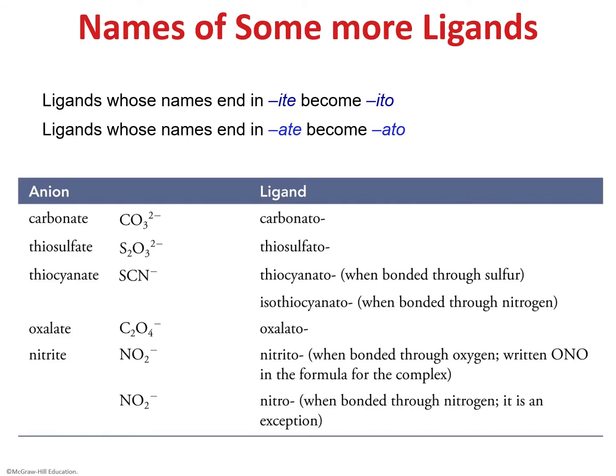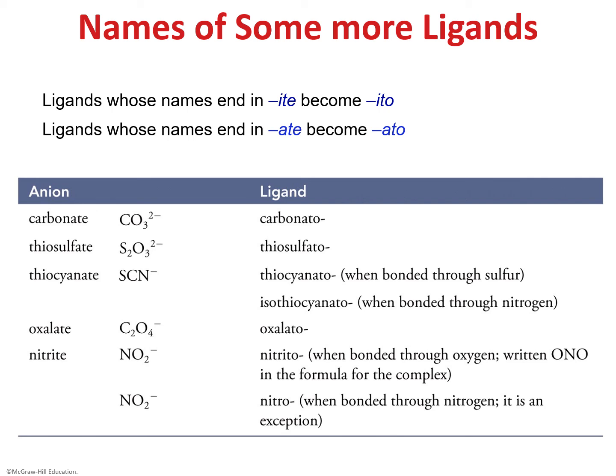Here are names of some more ligands. For instance, you have carbonate. ATE becomes ATO, so carbonate becomes carbonato. This is not something new. These are ligands whose naming you should know by now already. This is from General Chemistry 1. Then there is thiosulfate, which is S2O3 2 minus.